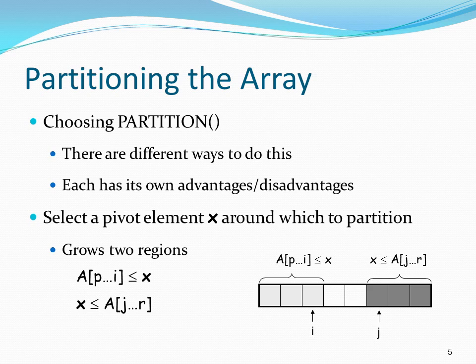Partition the array. Select a pivot element X around which to partition. A of P to I is less than or equal to X, and X is less than A of J to R. Like this we have to partition the array.